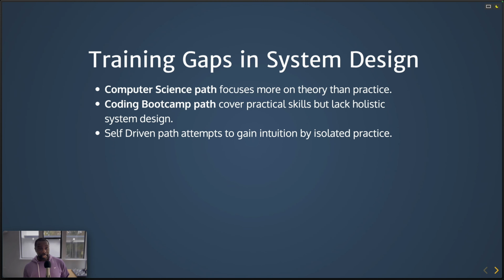So this holistic view is typically not focused on in traditional paths of learning engineering. The computer science path is focusing more on the theory, like data structures and algorithms, which is very important, critical. But understanding how a system works in the real world is just not part of the typical computer science curriculum. Coding bootcamp paths are focused on the practical, and they're actually a step above in this area. However, the holistic system design part is still usually not completely critical because the aim is to make sure that you can get that entry-level job.